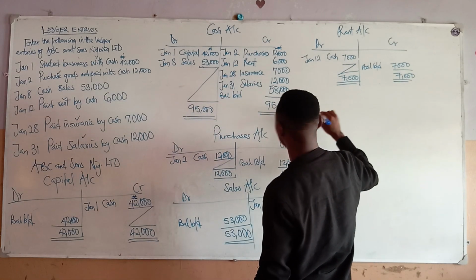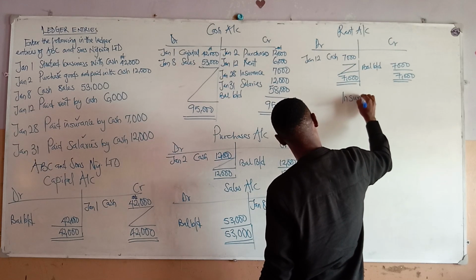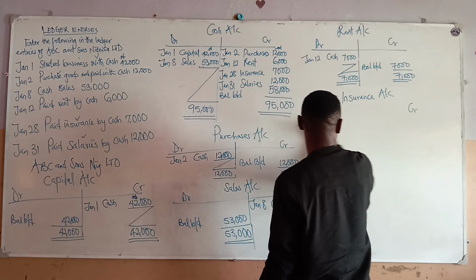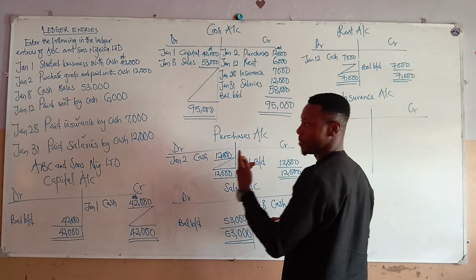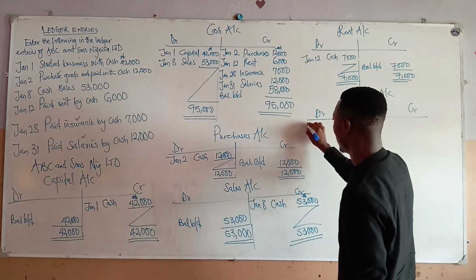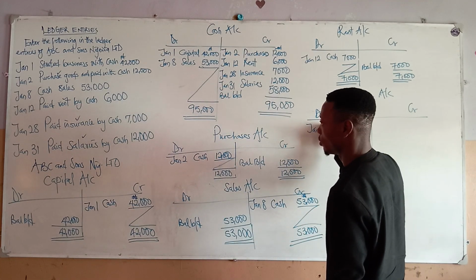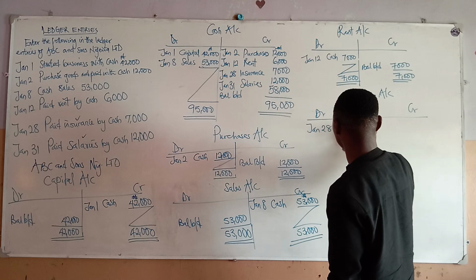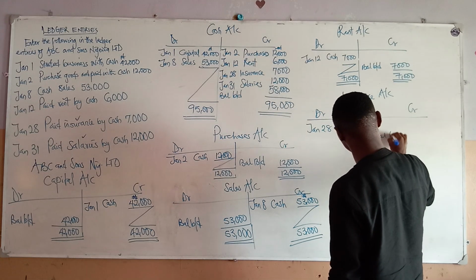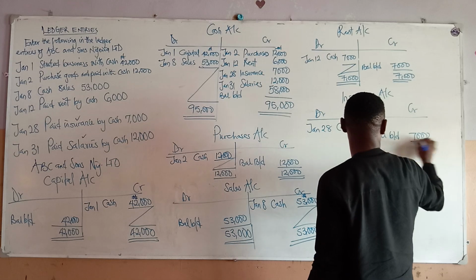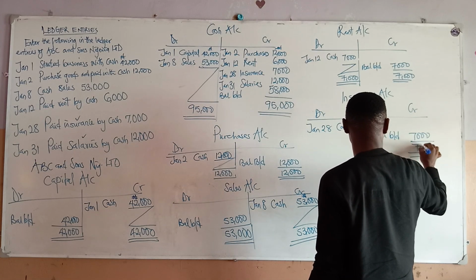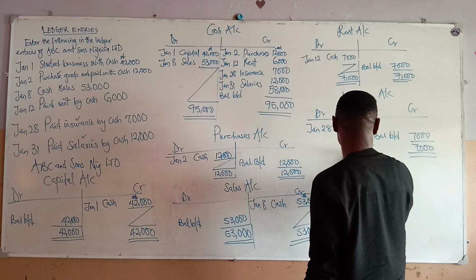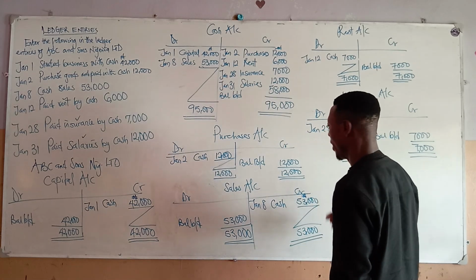After the rent, we have what? Insurance. Insurance account. We have the debit side and the credit side. Insurance is an expense, so definitely it goes into the debit side. So insurance is on January 28th. Insurance was paid by cash. How much? 7,000 naira. So my balance brought down is 7,000, and then I close with my double line. Mind you, we're maintaining the same principle. So this is 7,000.